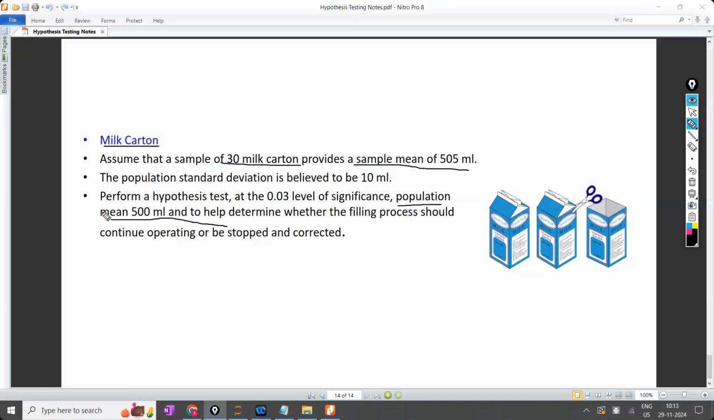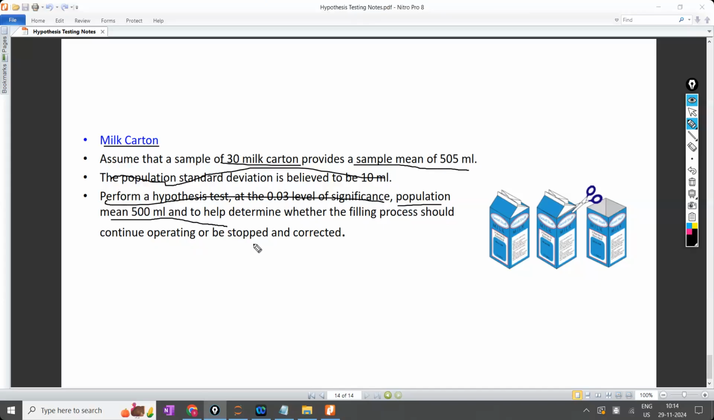Okay, keep this one side. Perform a hypothesis test at the given level of significance. This also you don't know, so keep these two aside. Population mean of 500 means generally this packet should consist of 500 ml only, and help to determine whether the filling process should be continued operating or stopped and corrected.